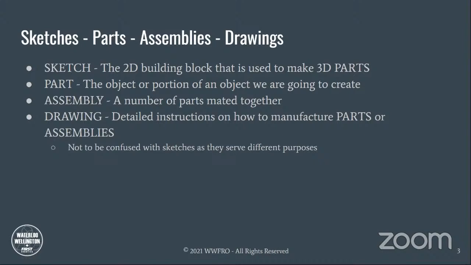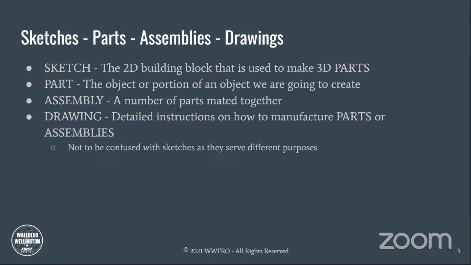So start with sketch. As we discussed last time, the sketch is the 2D building block that we use to make 3D parts. So we take a sketch, we apply features to it, and it becomes a part. And the part is like the object or the portion of the object that we're trying to make. It's a 3D part that's tangible. We can take that, we can 3D print it or have it built. An assembly is when we take a bunch of parts and we start putting them together and we actually mate them together so we can see how they relate to each other. We can see how the bolt holes line up. If we have hinges, we can see how that works.